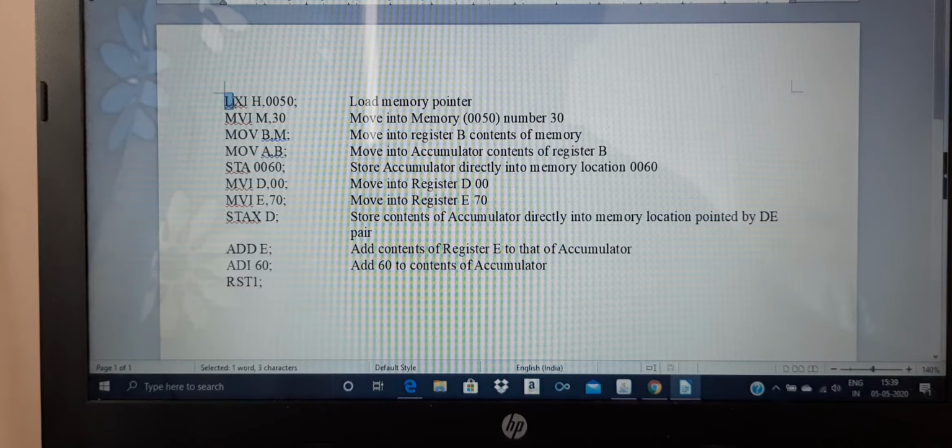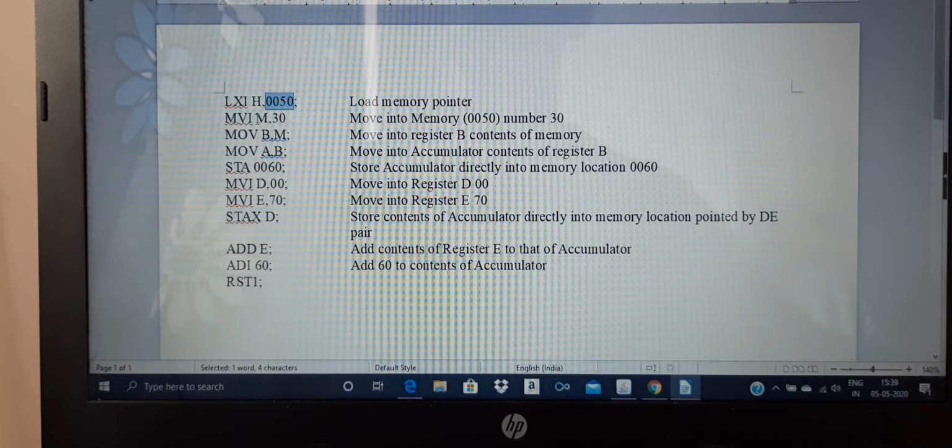LXI stands for load extended pair of register with an immediate number. The extended pair that we are speaking about is the HL pair. It will get loaded with contents like 0050, so it will be pointing towards memory location 0050. MVI M comma 30 will load a number like 30 into memory as pointed by the HL pair. MOV B comma M, the contents of the memory location as pointed by the HL pair will get loaded into register B.